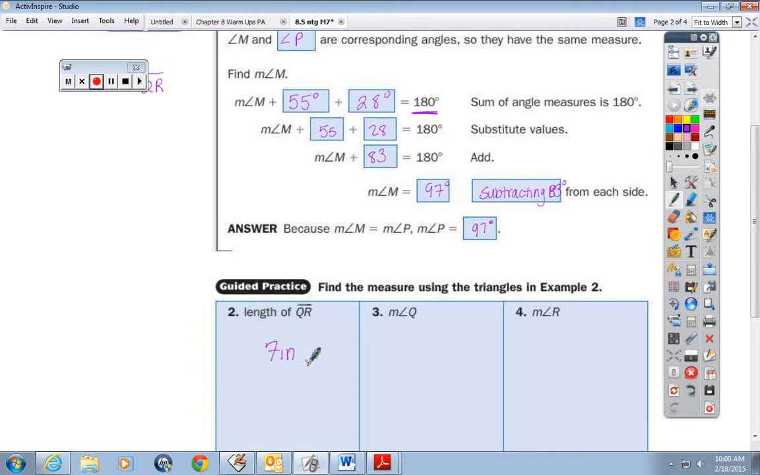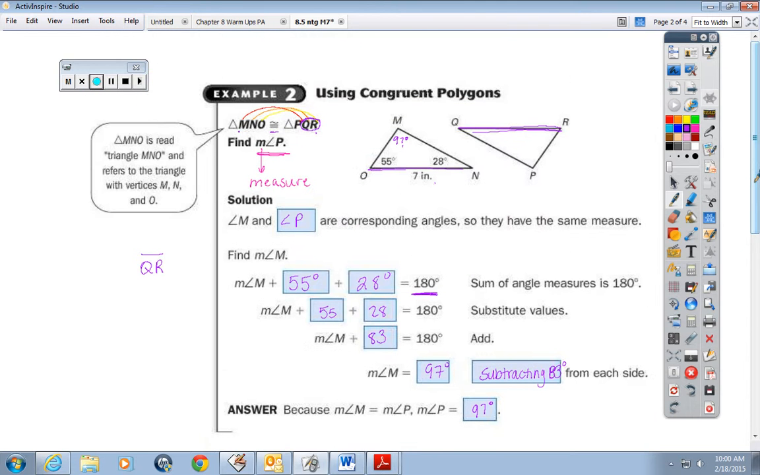Right there. On number 3, they want us to find the measure of angle Q. So I'm going to go back up here, and I'm going to look at angle Q. And I'm going to look at what line I drew. I drew to N. So that means that if I know the measure of angle N, that's going to equal the measure of angle Q. Well, I'm going to look for N. Do I know what the measure of N is? It's 28. So guess what the measure of angle Q is going to be? 28.